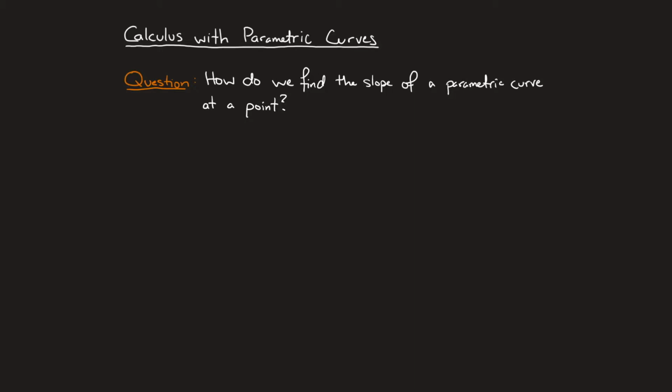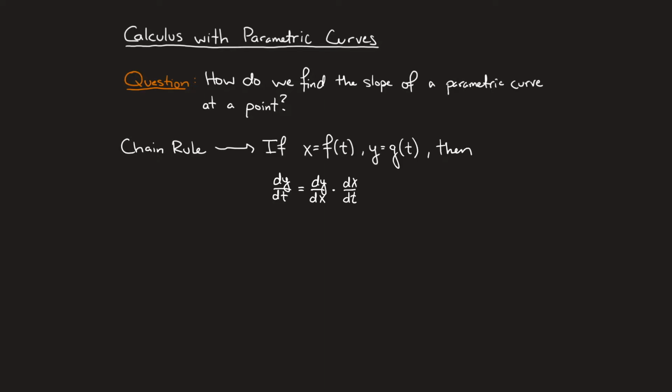The answer is going to come from the chain rule. If x and y are functions of t, then the chain rule says that dy/dt is equal to dy/dx times dx/dt. And now, if dx/dt is not 0, we can rearrange this equation to get that dy/dx, the slope of a curve at a given point, is equal to dy/dt over dx/dt.